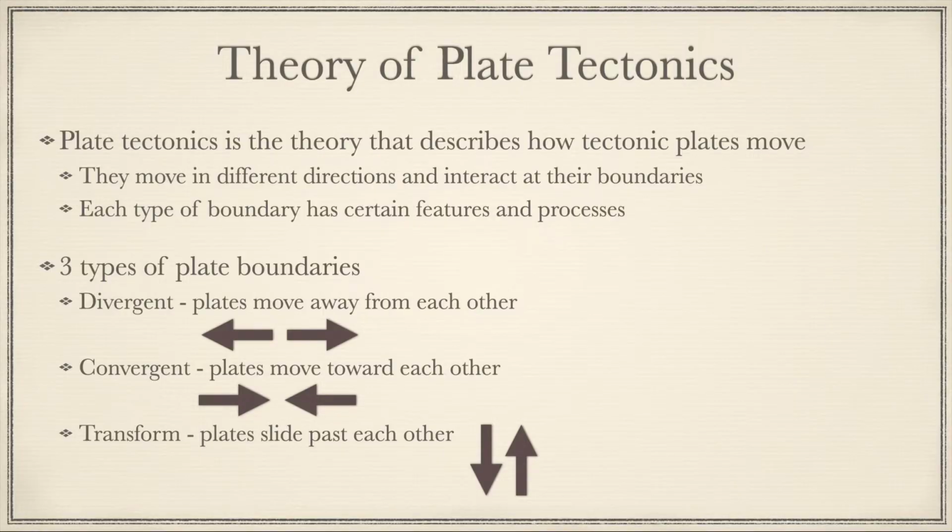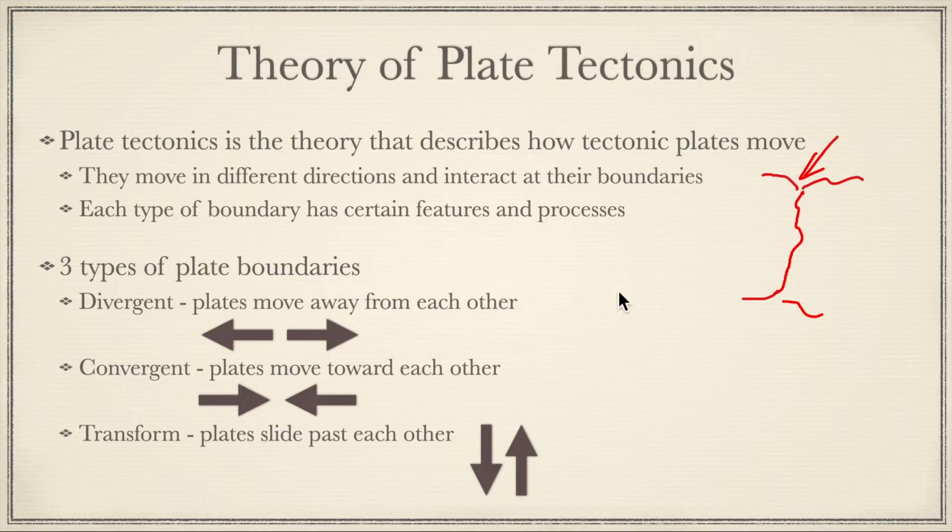So plate tectonics is the theory that describes how tectonic plates move. They move in different directions and interact at their boundaries. Wherever their edges touch, so you have one plate here, that would be your boundary. Each type of boundary has certain features and processes. And there are 3 types of plate boundaries.